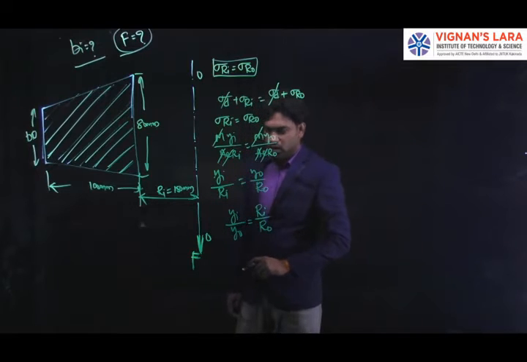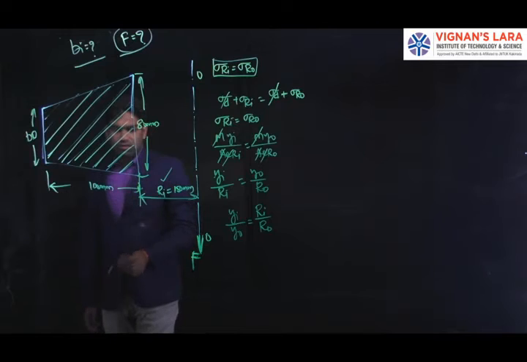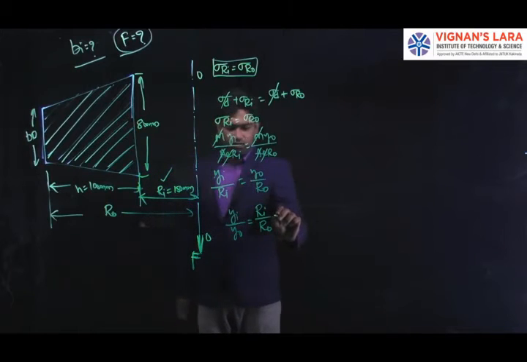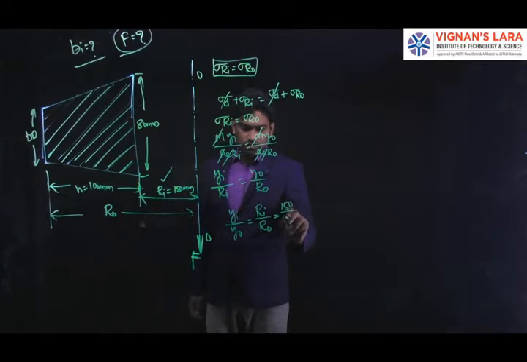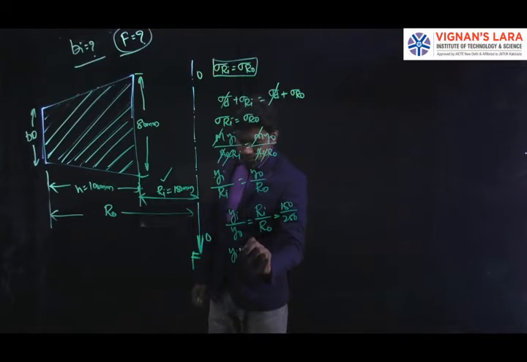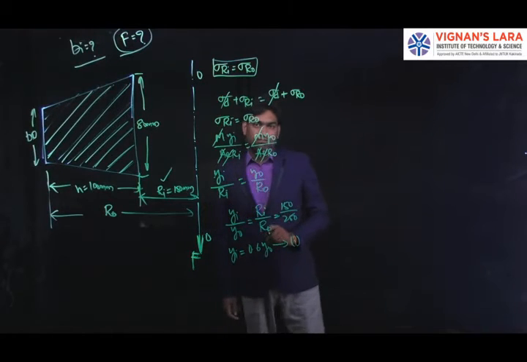So if you know the Ri and R naught, Ri is given as 150 mm, and what is R naught? Ri plus h gives the R naught, which is the total value of outer radius of curvature R naught. So that is 150 plus 100, 250. So we know the value, 150 by 250. Clear? So from that we may get the relation: yi equal to 0.6 times y naught. This will be taken as equation 1.